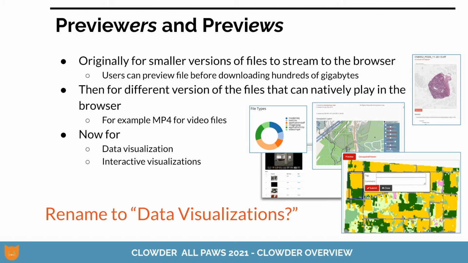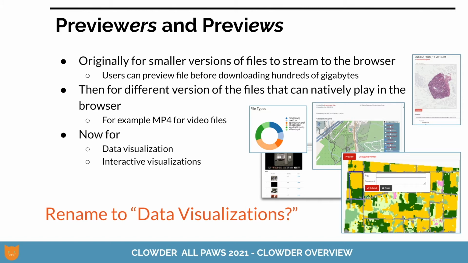The other major aspect of Clowder that was developed organically over time as more use cases presented themselves was the idea of data previewers, a feature that we believe to be somewhat untapped and we hope will receive more attention and interest from the community in the future. Originally used to provide smaller versions of files to stream to the browser and different versions of files that can be natively played in the browser, for example MP4 for videos, it is now also used to provide interactive visualization of the data, for example geospatial layers overlaid on a map.